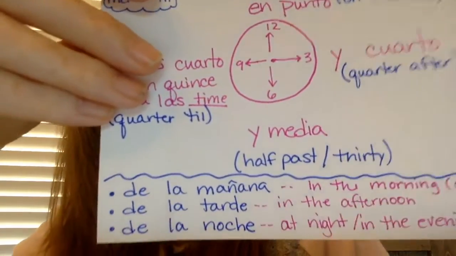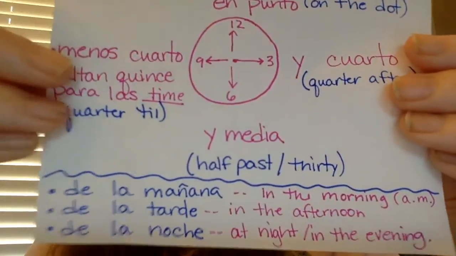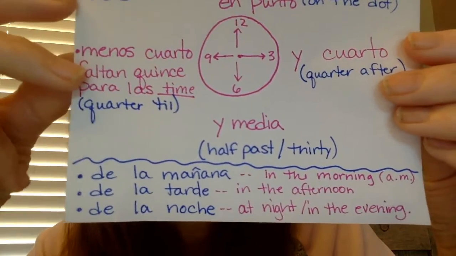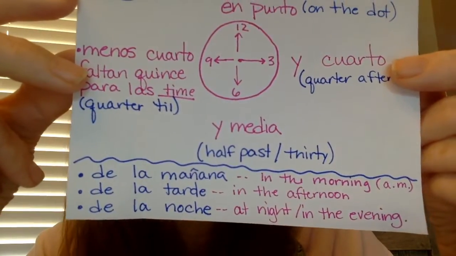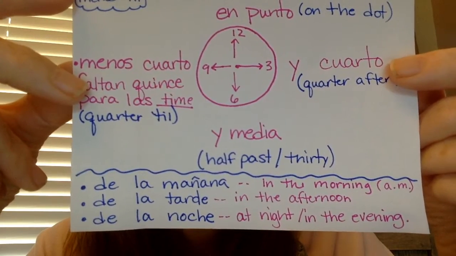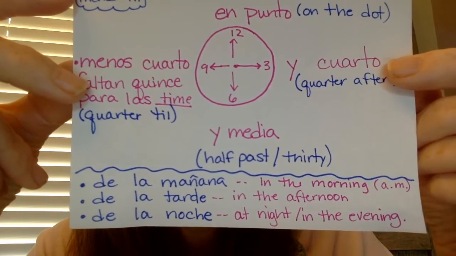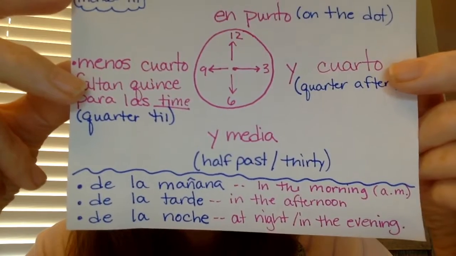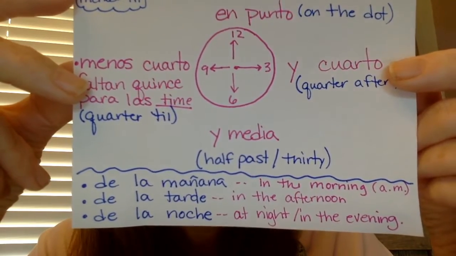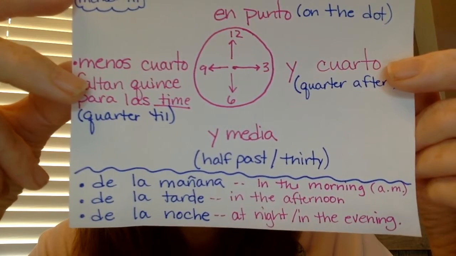Now, if we look up at the bottom, for AM, PM, you're basically going to have 3 phrases that you can use. De la mañana means in the morning. De la tarde, in the afternoon. De la noche, at night, or in the evening. So if I said it's 3:30 a.m., son las 3:30 de la mañana.